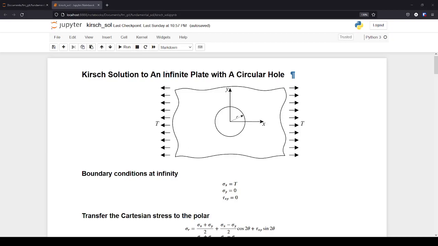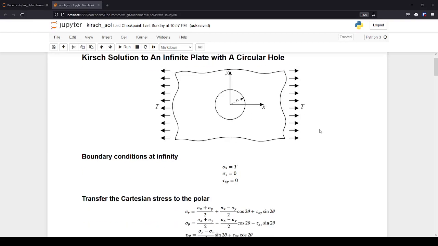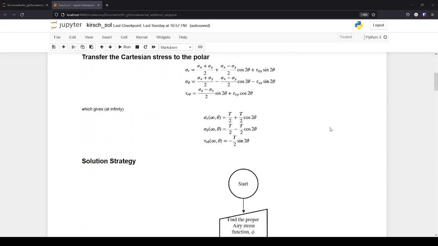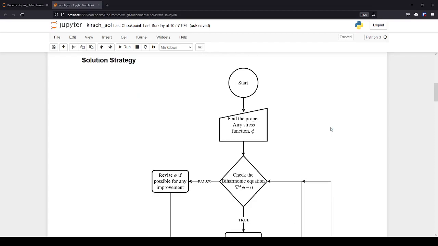We have this infinite terminology here, and let me just clarify before getting into the solution. By using infinite, I mean that the geometrical dimension of this hole is way smaller than the boundary. So the tractions on the outer boundary, on the external boundary, will not affect this circular hole. So let's get started by getting into this solution strategy first off.